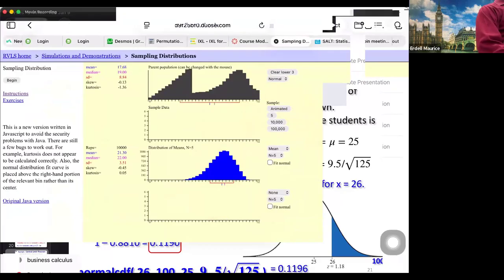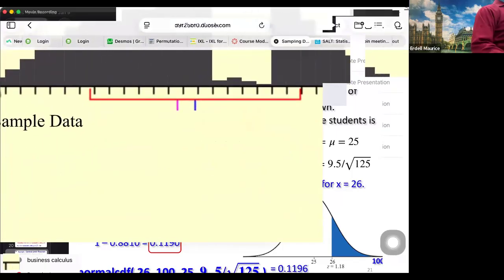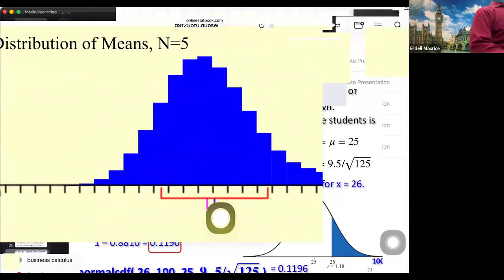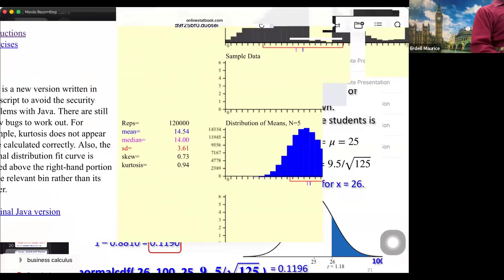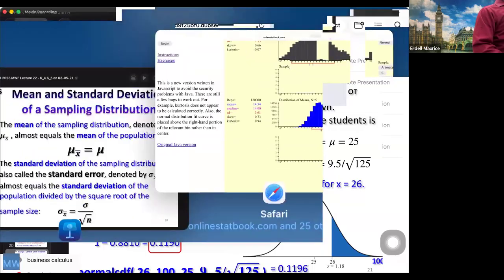So if I reset, and make this a normal distribution and do this 10,000 times, you see the mean right here? The mean for this distribution is going to be the same as the mean for this distribution. The mean for the individual person and the mean for the groups of people, those two means are going to be the same. Okay? What's going to change is the standard deviation.